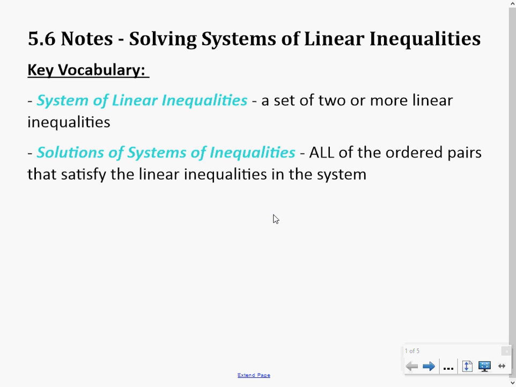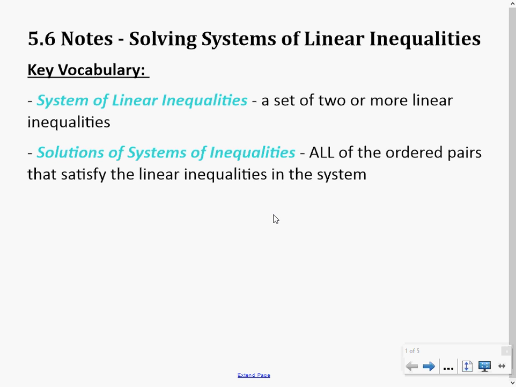Hi everybody, this is going to be the last video in Chapter 5. We are talking about systems of linear inequalities. So at this point, you've seen systems of equations, you've seen linear inequalities. We are combining the two ideas together here. So a system of linear inequalities is just when we have two or more linear inequalities together.